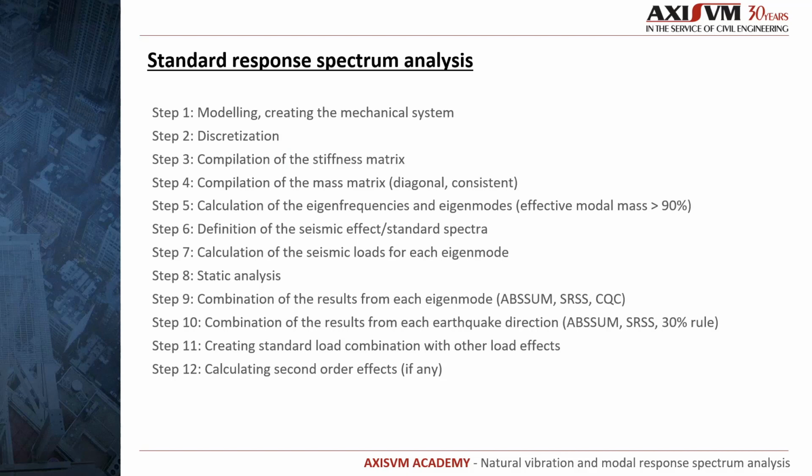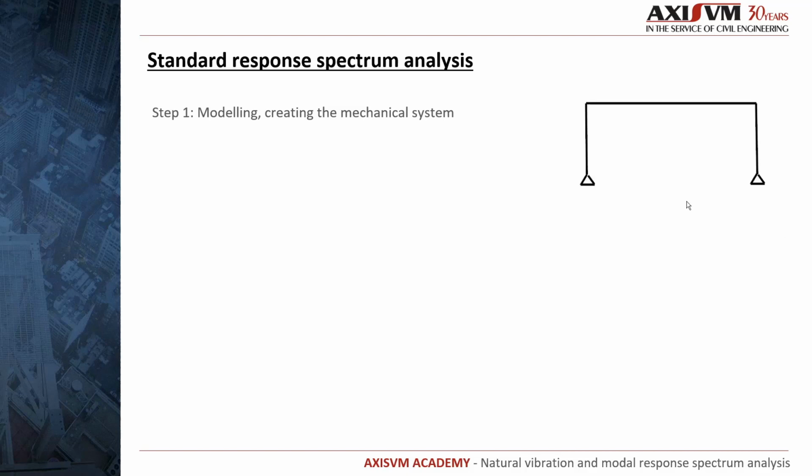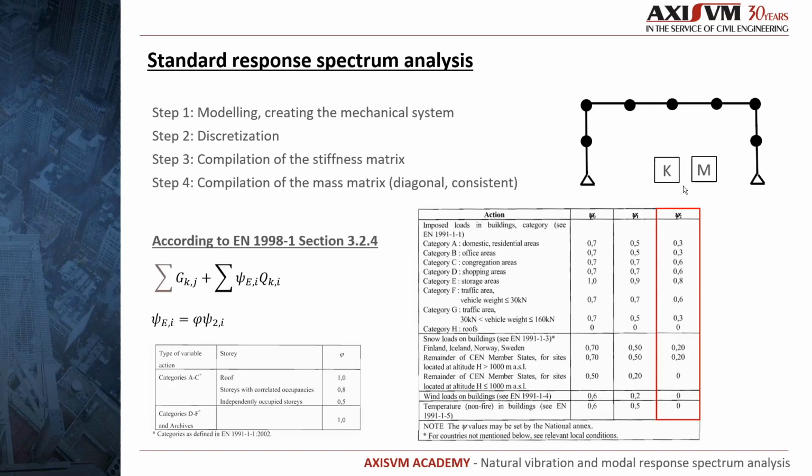As a summary, let's see the steps of the analysis. We will present some Eurocode relevant expressions and equations, but the basic idea is the same or similar in other seismic codes as well. The first step is to create the mechanical model of the structure. Then we use discretization. We compose the stiffness matrix and the mass matrix.